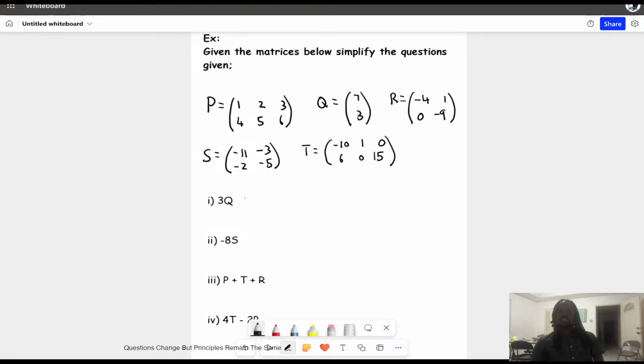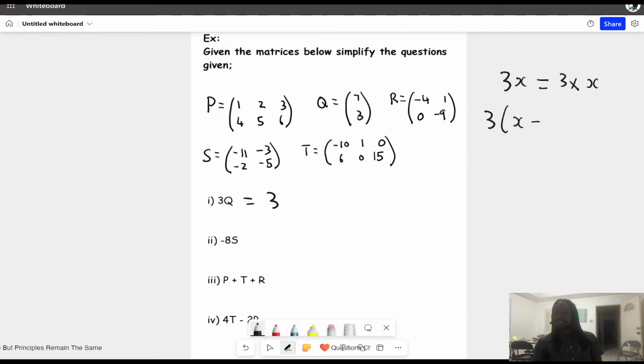So the first thing says 3q. In mathematics, if I have something like 3x, 3x means 3 times x, right? If I have something like 3, open bracket, x minus y, what it means is that I have to use this 3 on the outside to multiply everything on the inside. So it's the exact same principle.